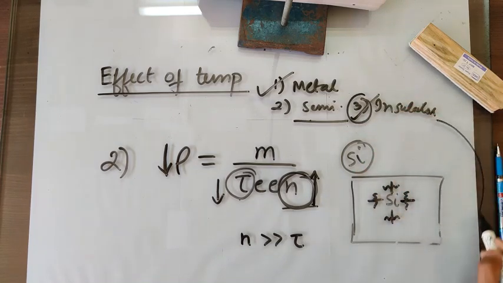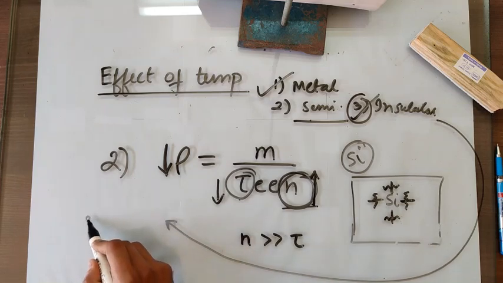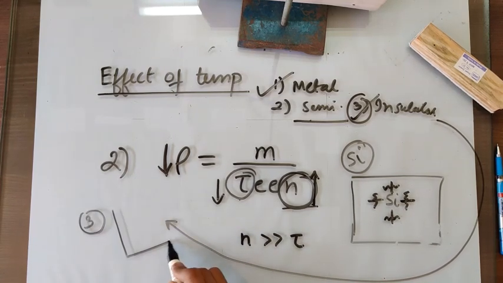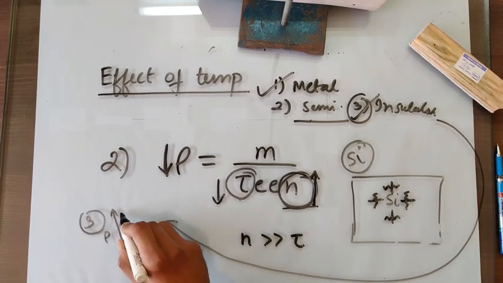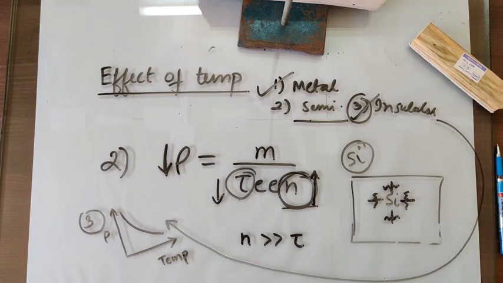In case of semiconductor, this is our graph. On increasing temperature, the electrical resistivity decreases exponentially.